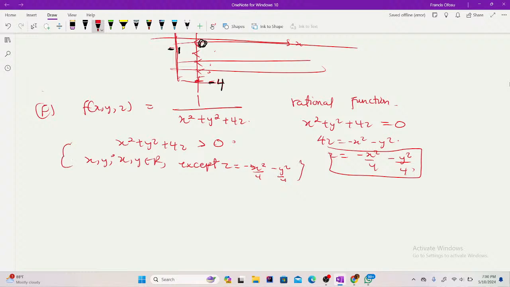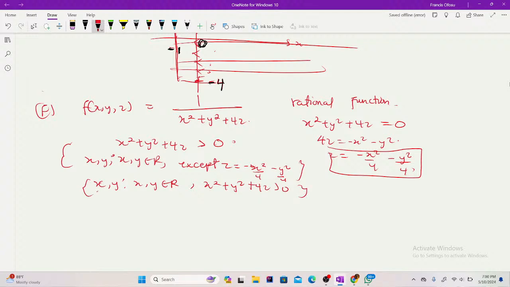Or you can also say that xy is a member of all real numbers where x squared plus y squared plus 4z is greater than 0. So domain is very simple. Domain is very simple.